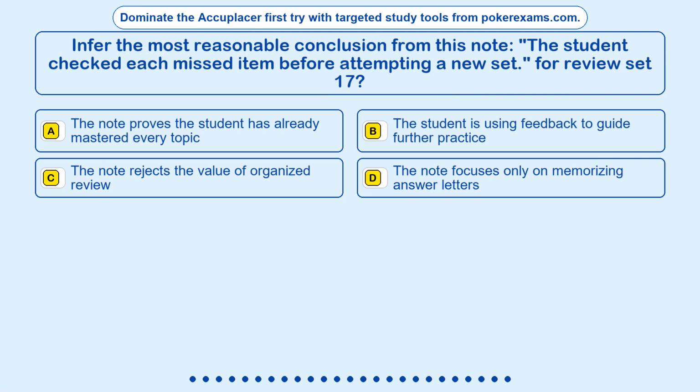Question 14. Infer the most reasonable conclusion from this note. The student checked each missed item before attempting a new set. For review set 17. Option A. The note proves the student has already mastered every topic. Option B. The student is using feedback to guide further practice. Option C. The note rejects the value of organized review. Option D. The note focuses only on memorizing answer letters.